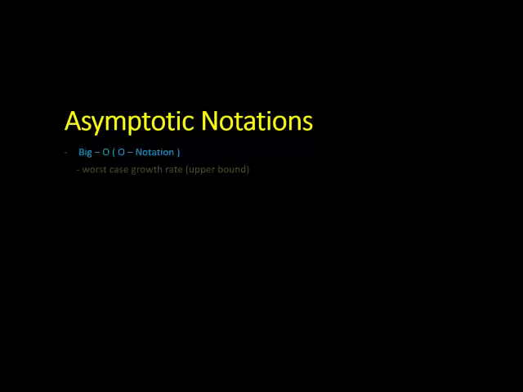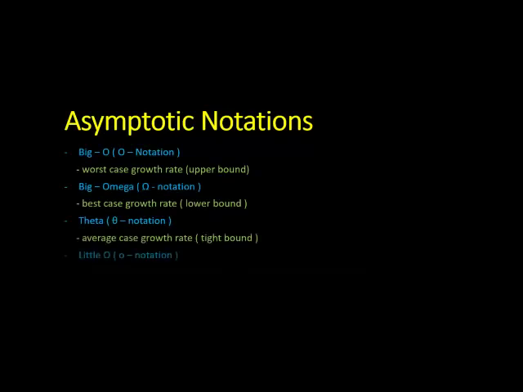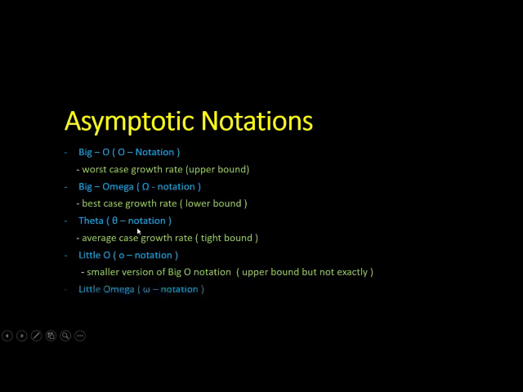So we have our asymptotic notations. We have the big O notation, which is the worst case growth rate, the upper bound. We also have the big omega, which is the best case growth rate, as mentioned earlier, the lower bound. We have the theta, the average case, and the little o.